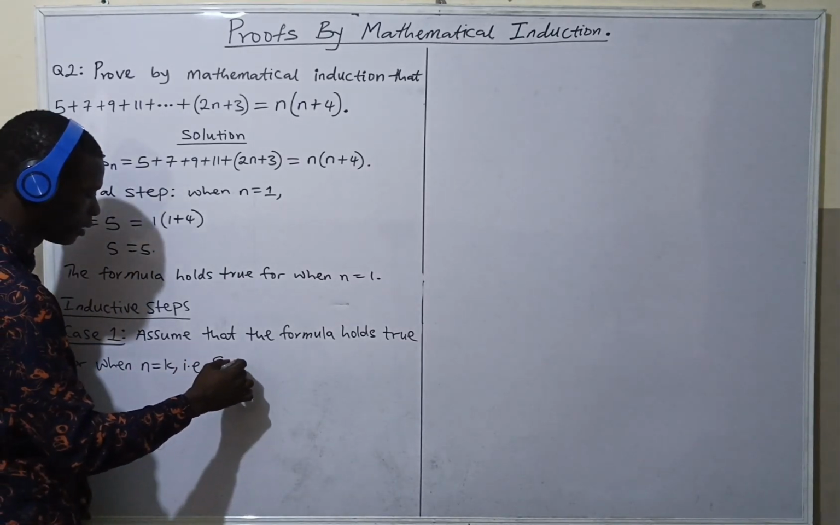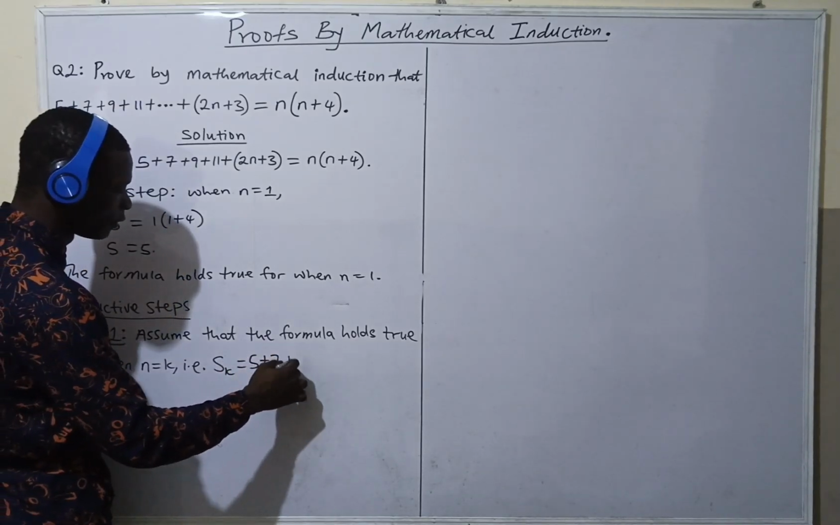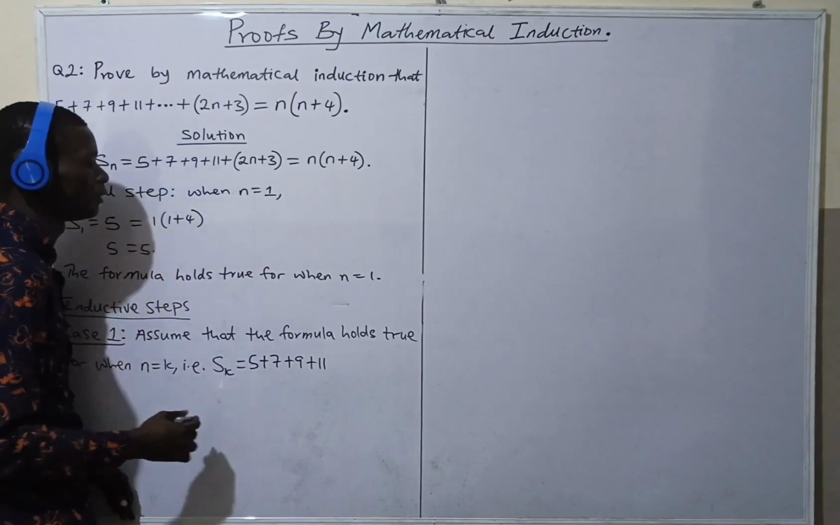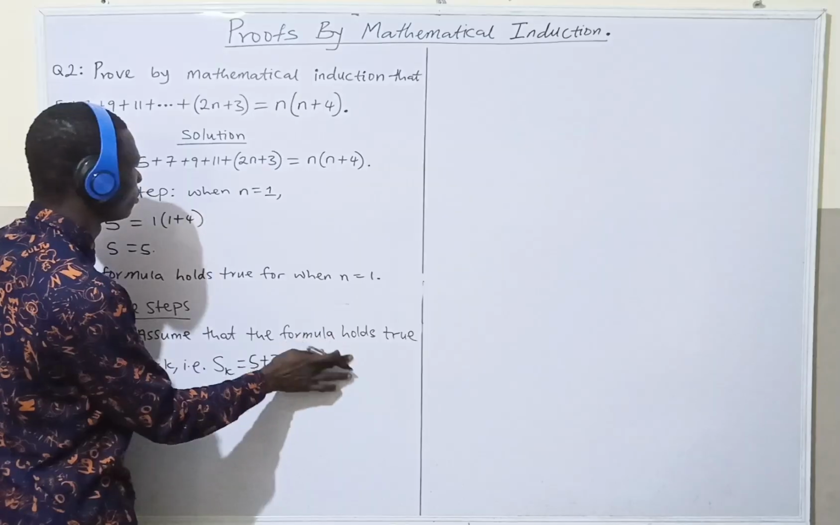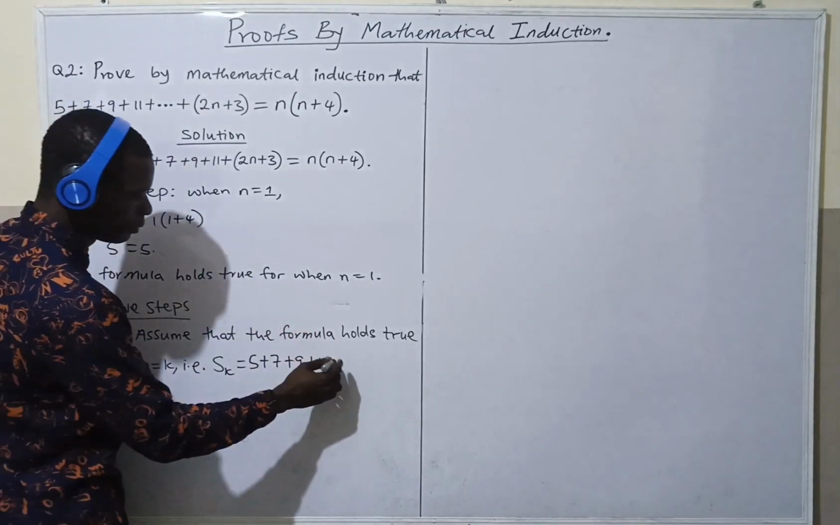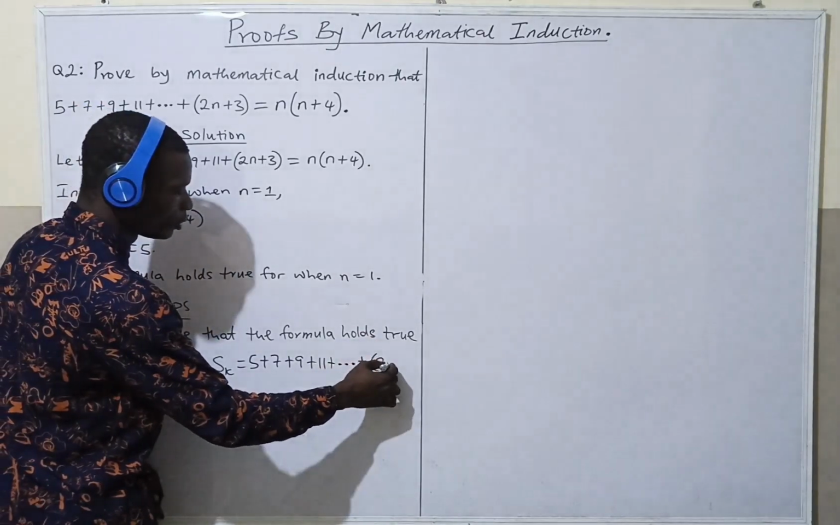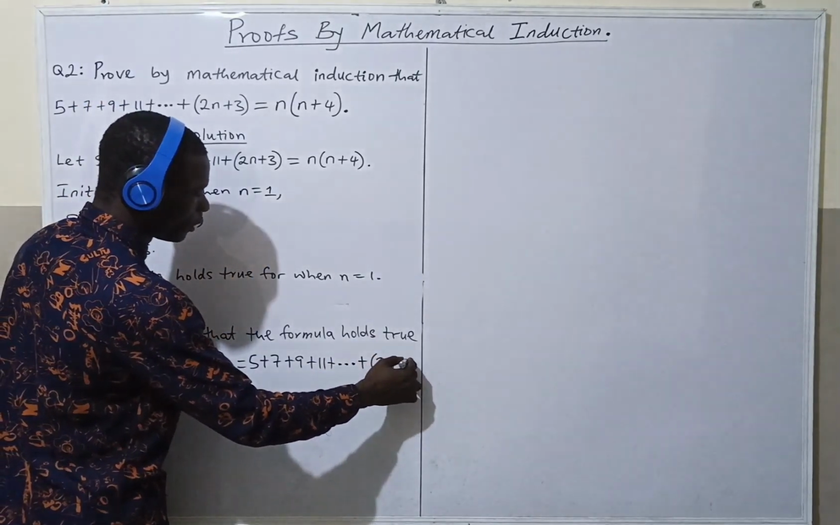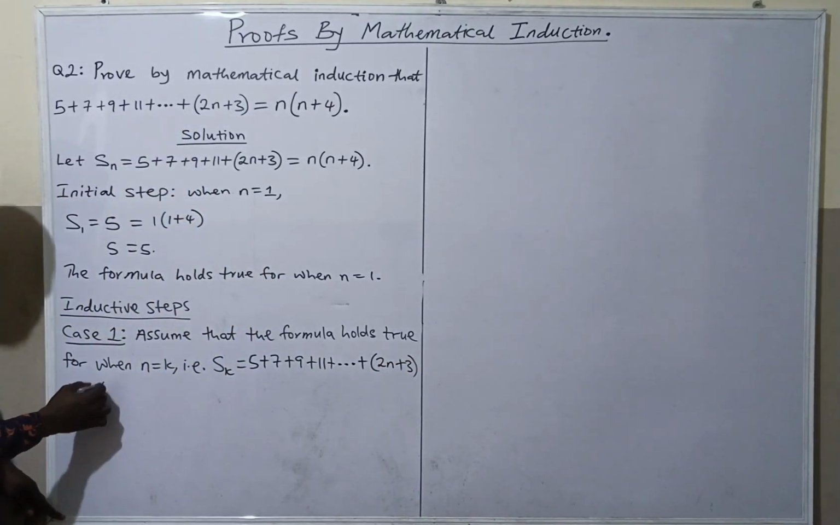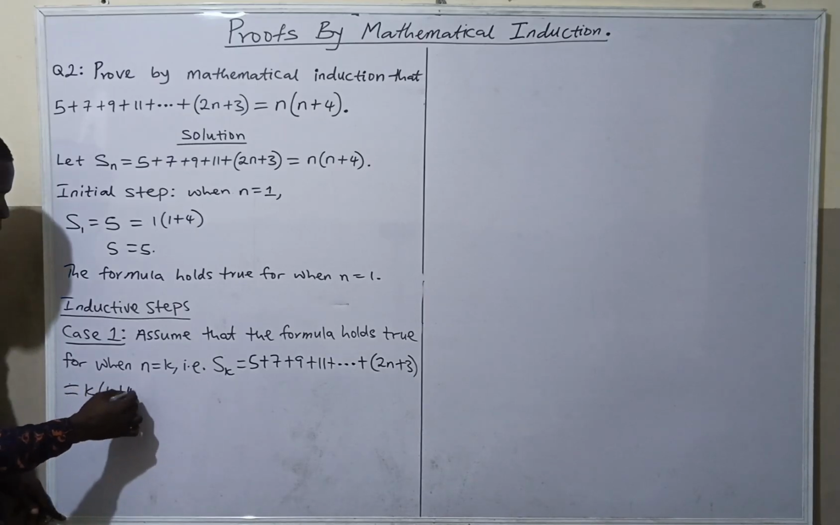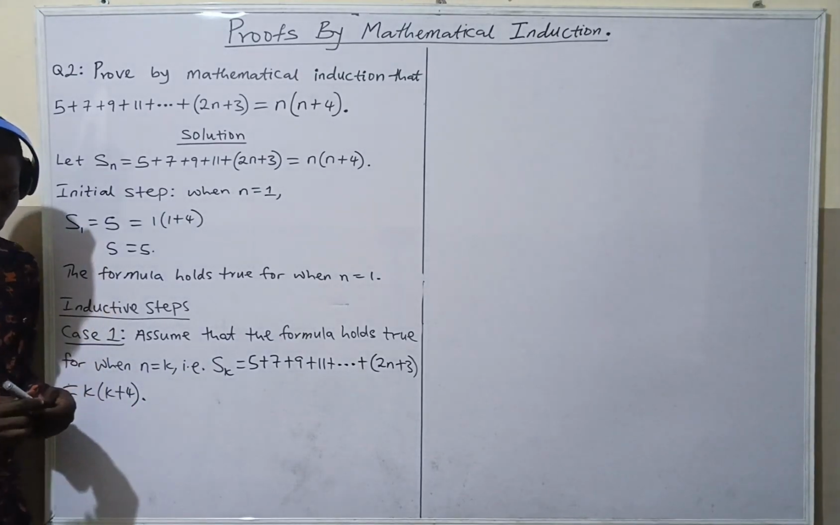s subscript k must be equal to 5 plus 7 plus 9 plus 11 plus, sorry, before the bracket opens, plus dot plus bracket open 2n plus 3. That must be equal to k bracket open k plus 4. So we assume that the formula holds true for this particular one.